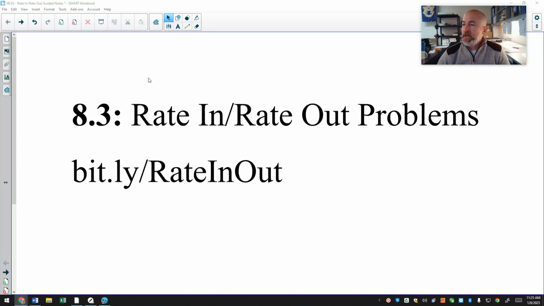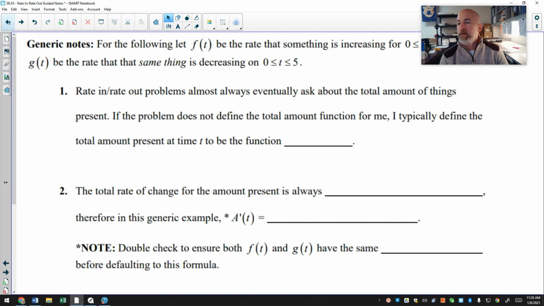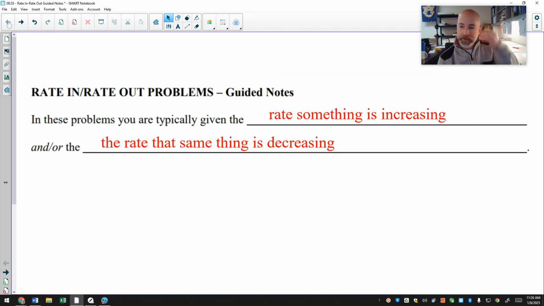All right, let's look at some rate in, rate out problems. This would be probably Cal 1 level stuff. It's part of the AP Calculus AB curriculum. And I'm going to use a guided notes sheet. If you want to print that, you can go to this bit.ly link and it will open up a PDF that has all of the problems and examples that I'm going to talk about in this lesson.